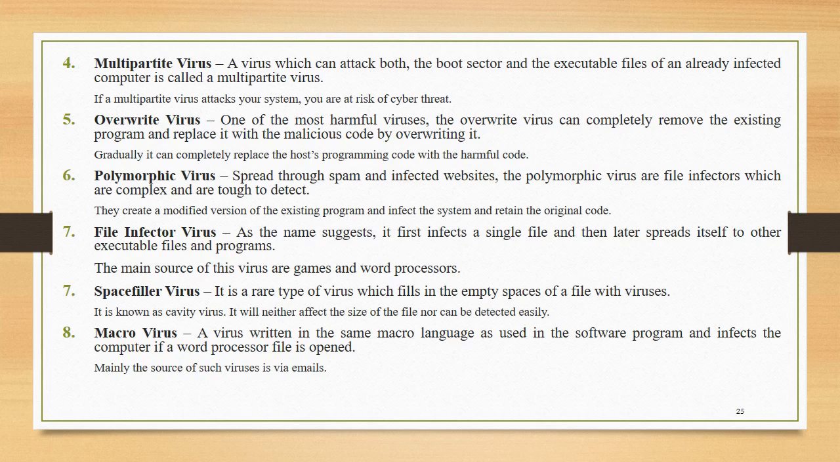5. Overwrite virus, one of the most harmful viruses. The overwrite virus can completely remove the existing program and replace it with the malicious code by overwriting it. Gradually it can completely replace the host's programming code with the harmful code. 6. Polymorphic virus, spread through spam and infected websites. The polymorphic viruses are file infectors which are complex and are tough to detect. They create a modified version of the existing program and infect the system and retain the original code.